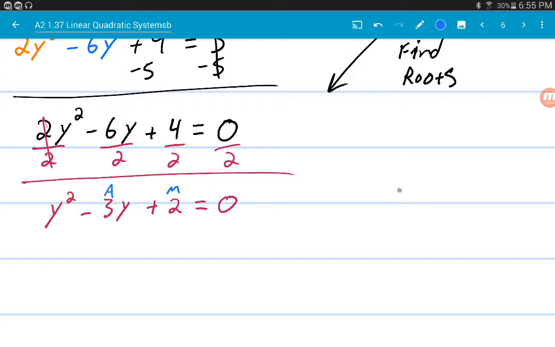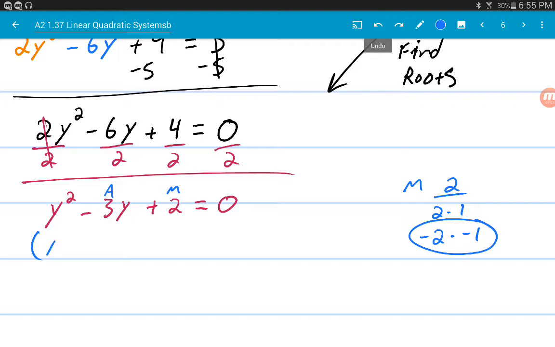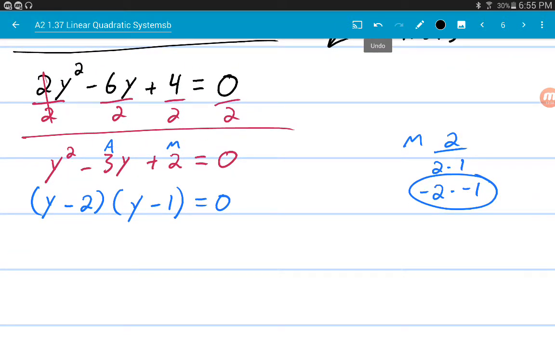Double bubble. So two numbers that'll multiply to give me 2. 2 times 1, or negative 2 times negative 1. Those are the only two things that'll get me 2. So if I take the negative 2 and negative 1, because those once again will add to negative 3, I get y minus 2 and y minus 1 equal to 0. Alright, minus 2, minus 1.